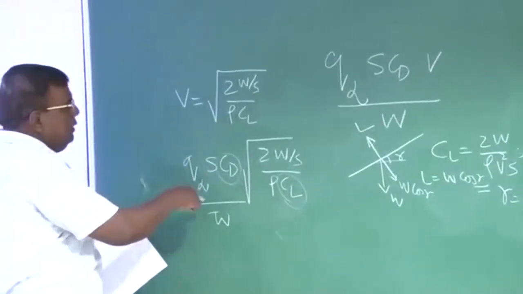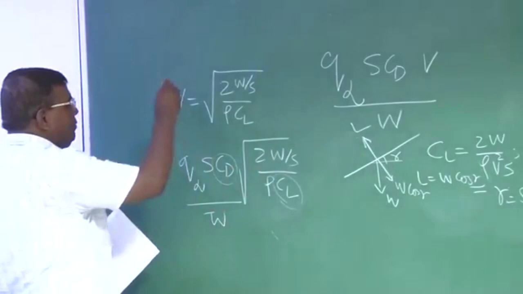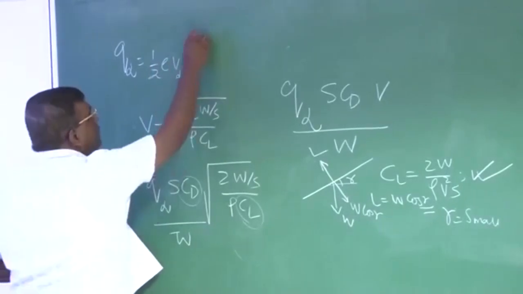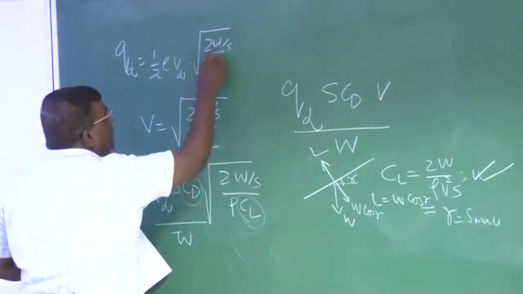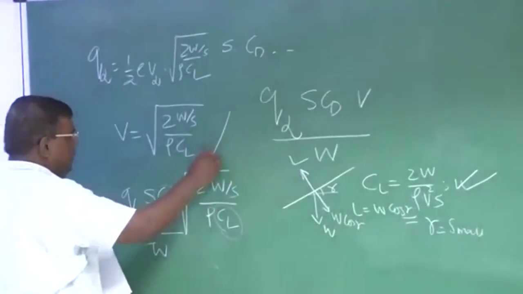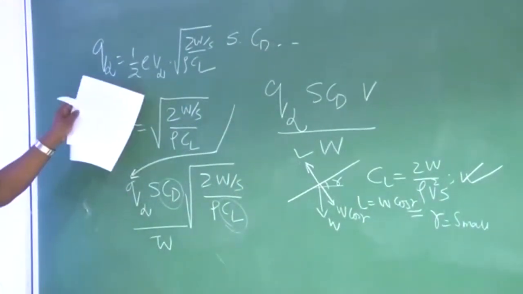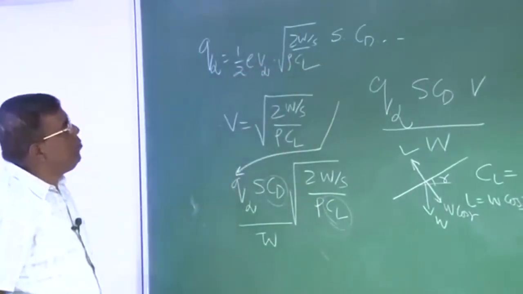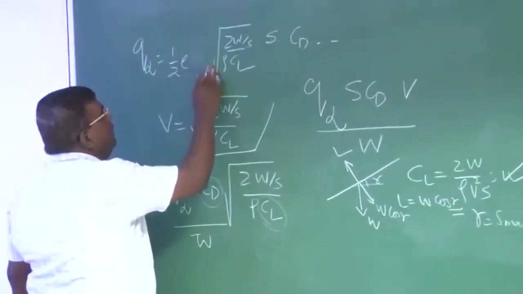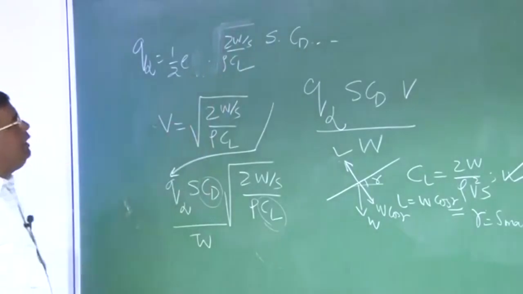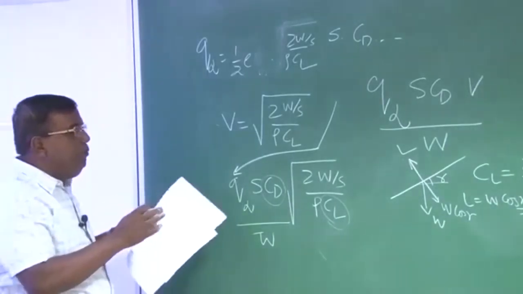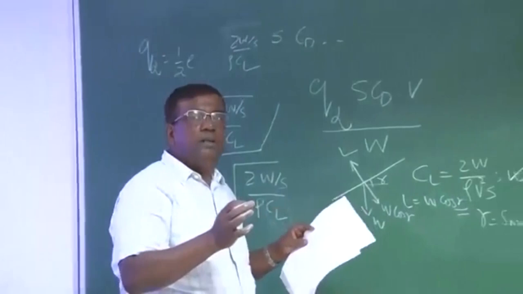So you can start putting this number here. For Q infinity you can write half rho V infinity into again 2W by S by rho CL, and then S into CD and all this term here. That means for Q infinity I am putting half rho V infinity into V. I can also write Q infinity as half rho V infinity square. So I release this, and another CL term comes here. That is from where you have to pick what the CL by CD combinations are.